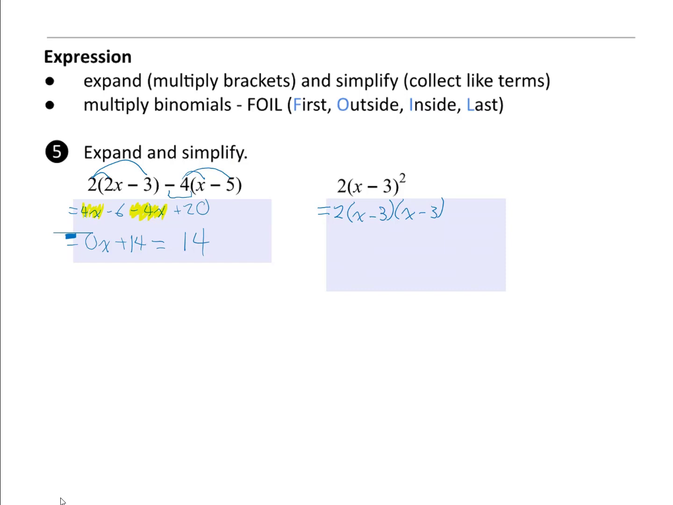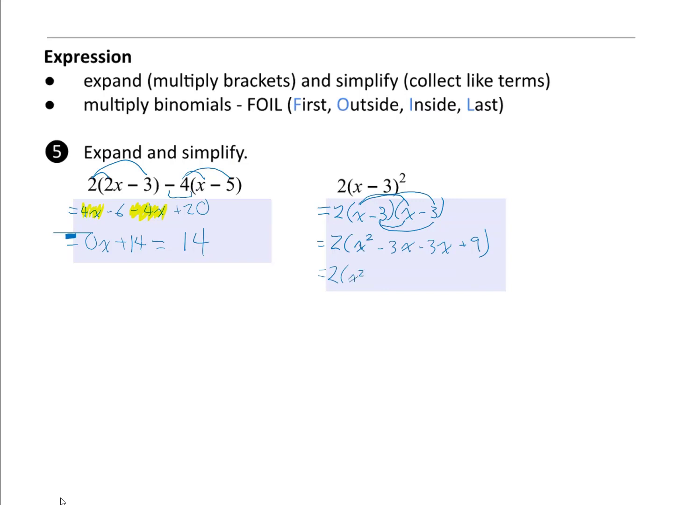So let's get started with this. I'm going to leave the 2 outside of the brackets, and now I'm going to use FOIL. So FOIL is first, so x times x gives me x squared. Outside, which is the first and last, so x times negative 3 gives me negative 3x. Then inner, or inside, negative 3 times x gives me negative 3x again. And then both the last terms, negative 3 times negative 3 gives me positive 9. Okay. I'm going to collect like terms in the brackets first, so I have x squared.